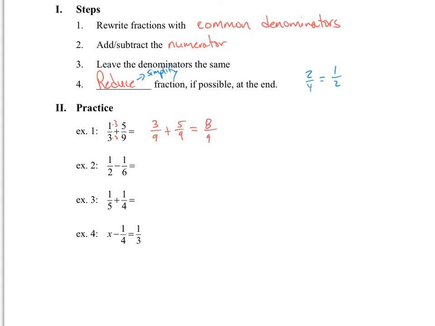1/2 minus 1/6. So what's a common denominator there? 6. So the 2 is times 3. Times 3 here. We have 3/6 minus 1/6. Gives me 2/6. Can I reduce that? Yes. If I divide both by 2, I get 1/3.